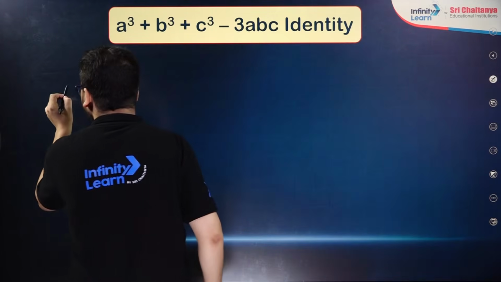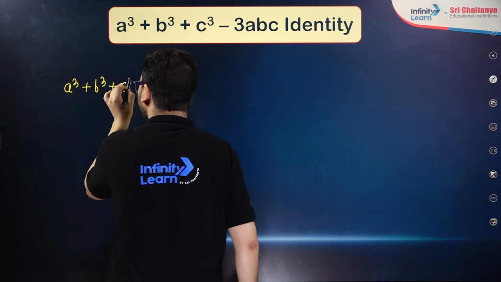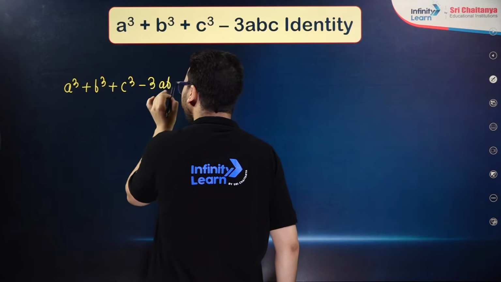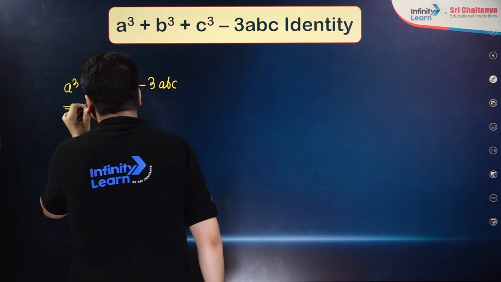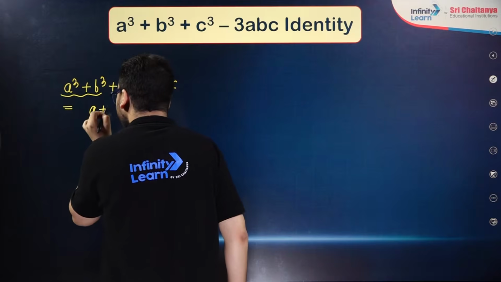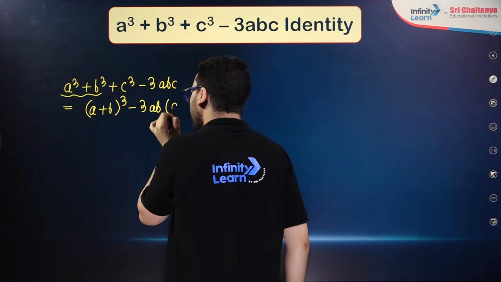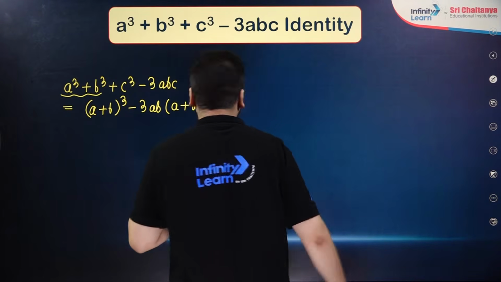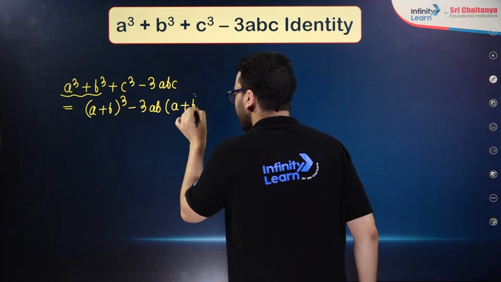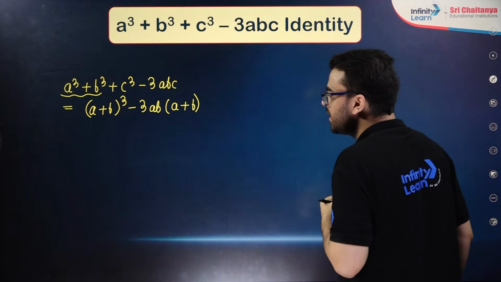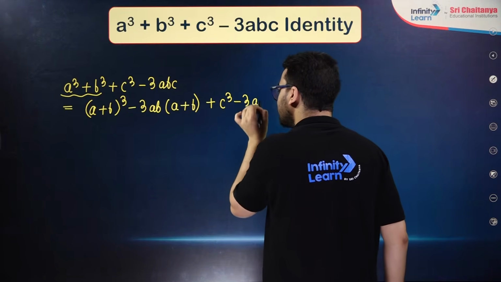So you have got a cube plus b cube plus c cube minus 3abc, right? Basically, can we say over here that a cube plus b cube can be written like this: a plus b the whole cube minus 3ab into a plus b. You must have studied this identity as well. Then you have already got c cube and minus 3abc over there.